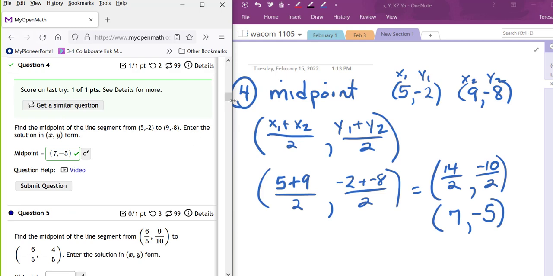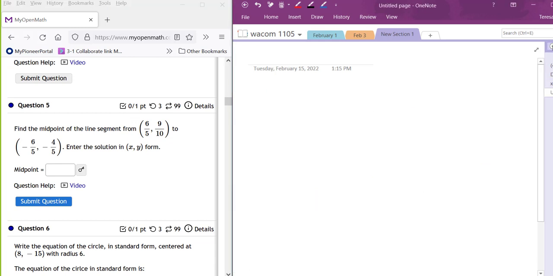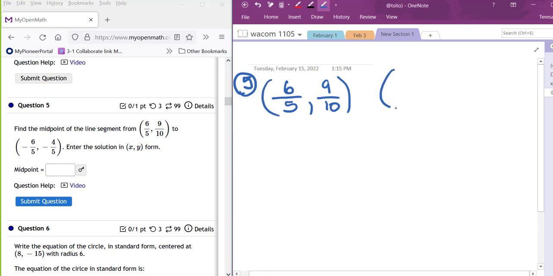Between those 2 points. I thought I would go ahead and do the next one just because it has fractions, so that wouldn't bother you too much. So this is question 5. And we want to find the midpoint between 6/5 and 9/10. So that's 1 point. And -6/5 and -4/5. So the midpoint.